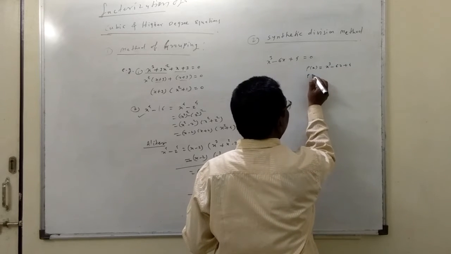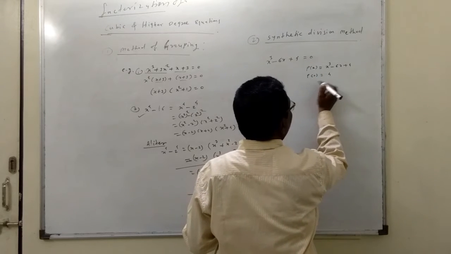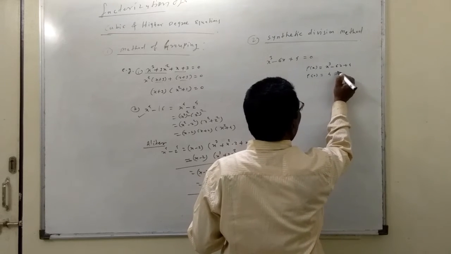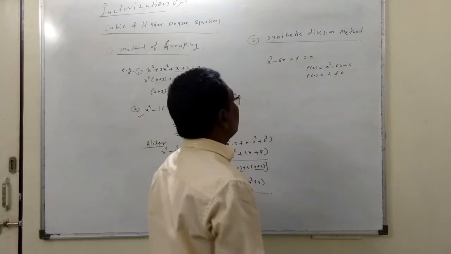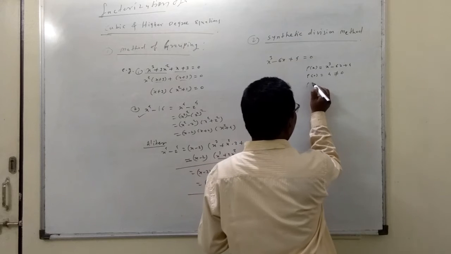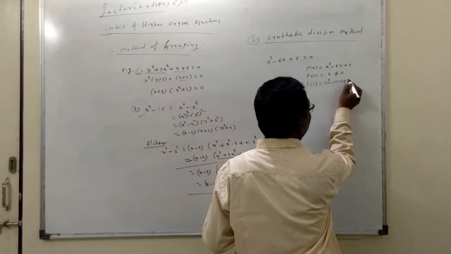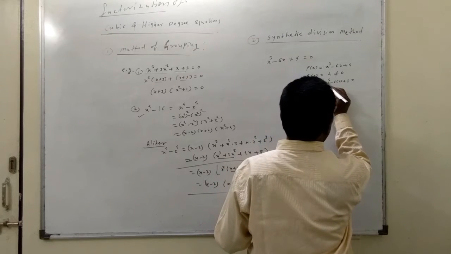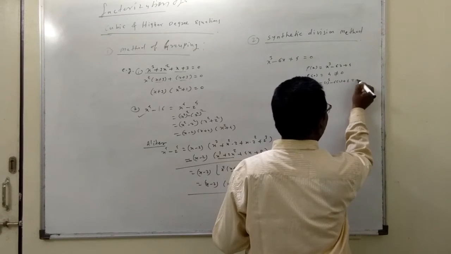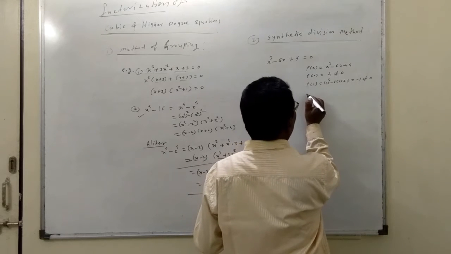Now if we find p of 0, that comes to 4, not equal to 0, meaning x equal to 0 is not a root of this polynomial. We will find p of 1: 1 cubed minus 6 into 1 plus 4, that is 1 plus 4 is 5, minus 6 gives minus 1, not equal to 0, meaning x equal to 1 is also not a root.